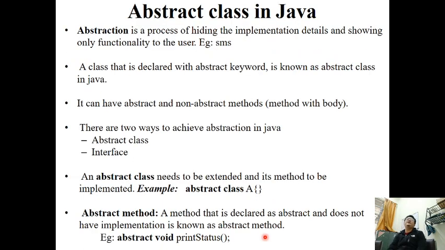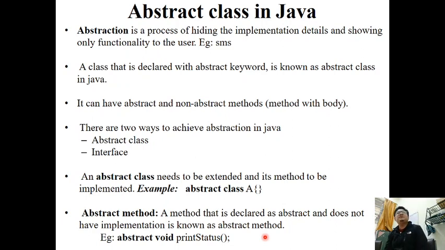Next, we'll see the abstract class. This is another topic in this session. As the name suggests, abstract hides the implementation details or the definitions. So it only shows the functionality. Implementation details means the definition of the method is hidden or not written.